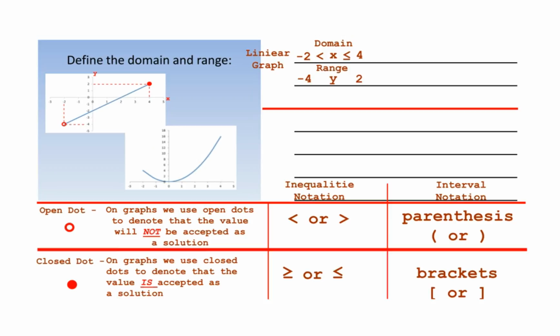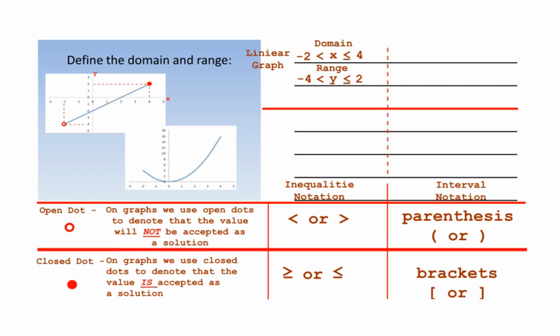So higher value, 2. Lower value, -4. And once again, lower value is an open dot, so we have a less than inequality sign. Higher boundary, we have a 2, which is a closed dot on it. Means it has an equal sign added to that, so less than or equal to 2. So we read this: -4 is less than y, which is less than or equal to 2.